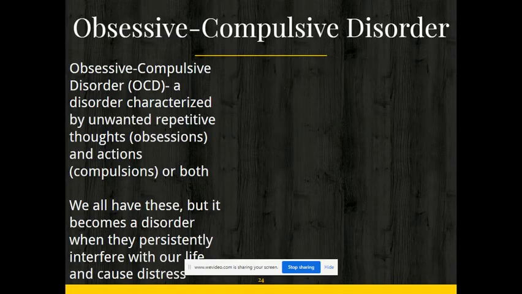And then you got OCD. OCD stands for obsessive compulsive disorder. It's a disorder characterized by unwanted repetitive thoughts, which are the obsessions, and actions, which are the compulsions. And most people actually have both. We all have OCD tendencies.